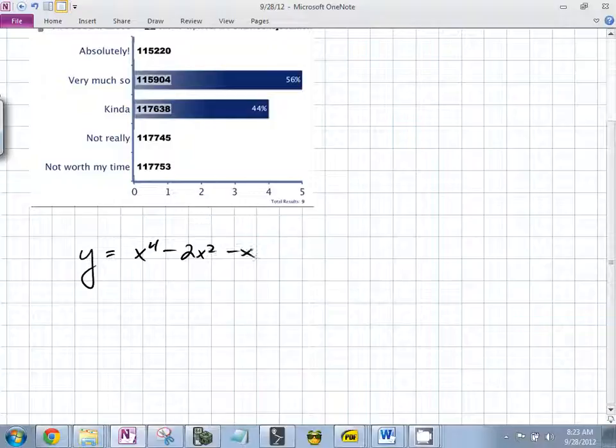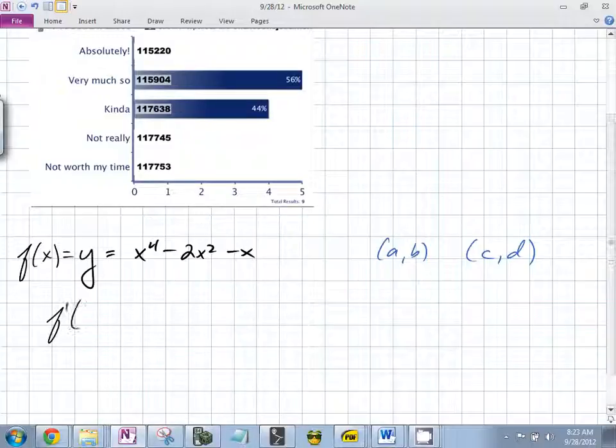Like that? So you're trying to find what 2 points have a common tangent. What 2 points have a common tangent? Let's label them A, B, and C, D. We can call this f of x as well. Great. What do we know f prime of x is?